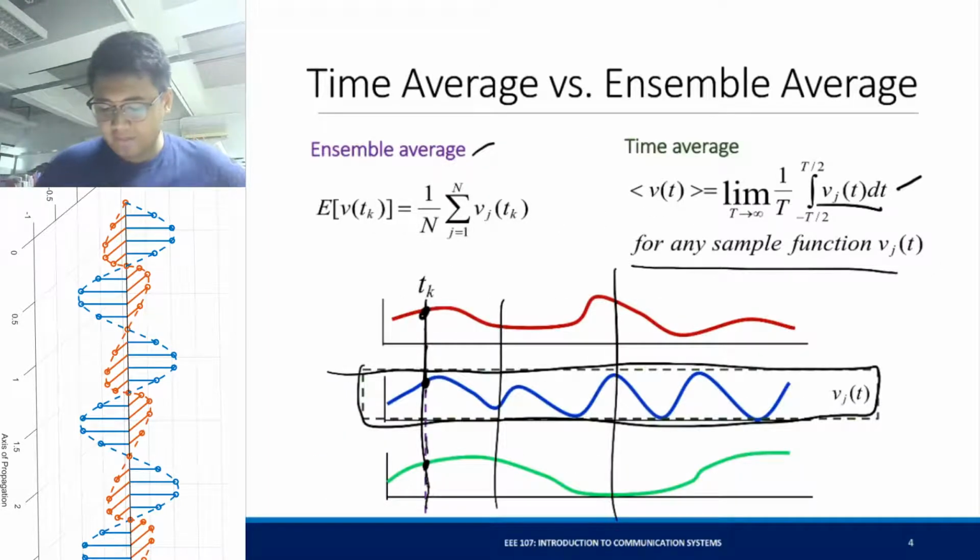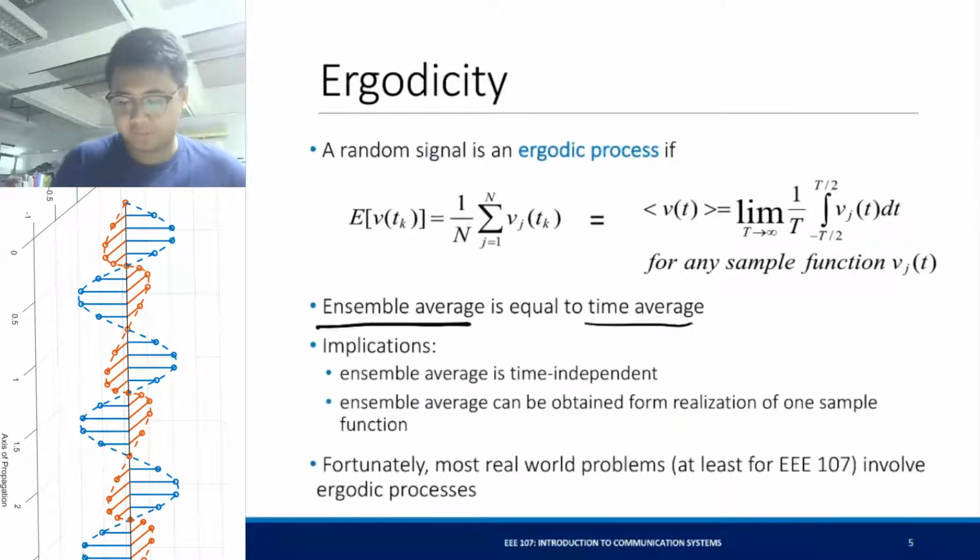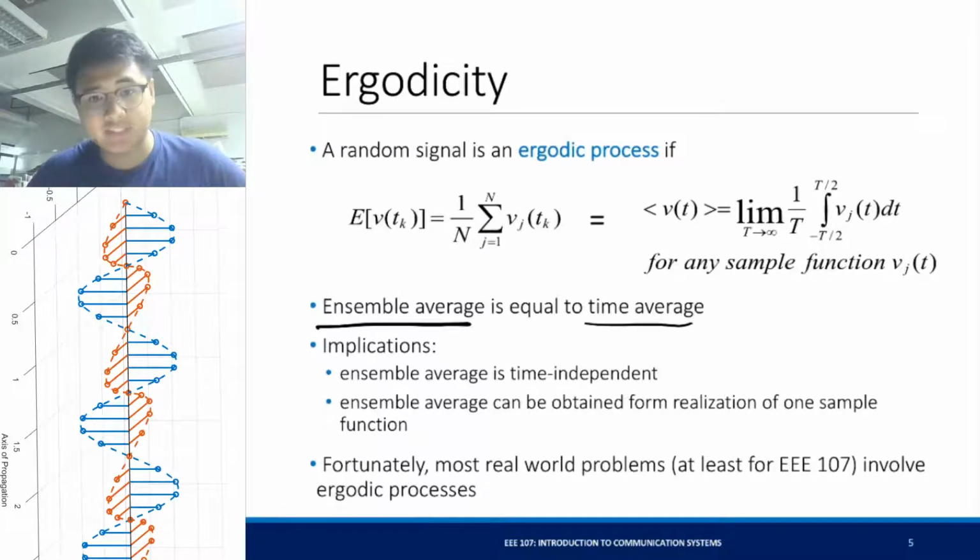Even if we only measure the signal in time, observing only this one signal, we still get the same average if the signal is ergodic. And fortunately, for most real-world problems, at least when you go through this course and analyze random signals, most of the signals are ergodic processes.